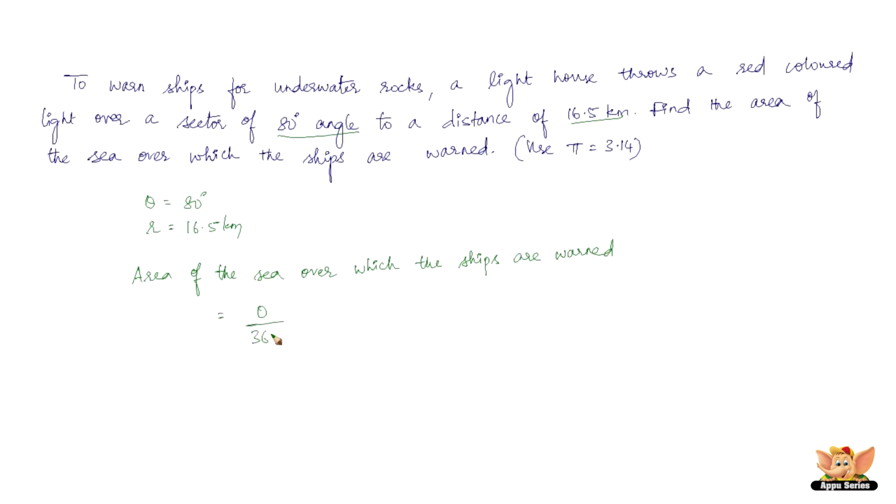equals theta by 360 degrees multiplied by pi r squared, which is theta is 80 degrees over 360 multiplied by pi, which is to be taken as 3.14, multiplied by the radius square, so 16.5 times 16.5. Solving this, you get 118.97 kilometers square. Remember, it's in kilometers because it is 16.5 kilometers. So the area of the sea over which the ships were warned is 118.97 kilometers square, which is pretty huge.